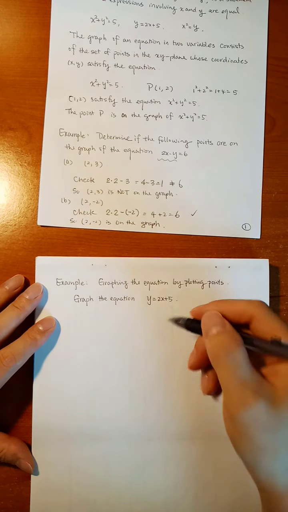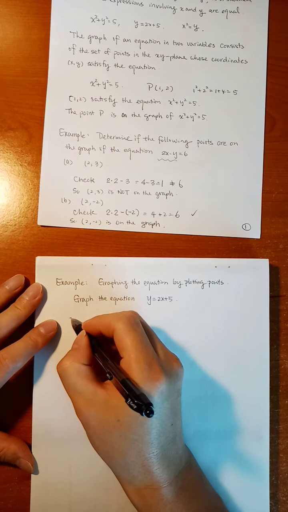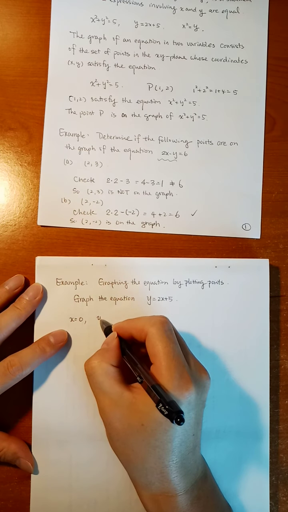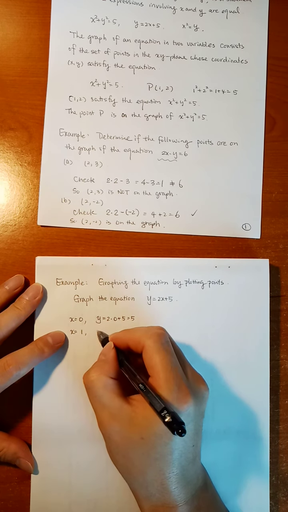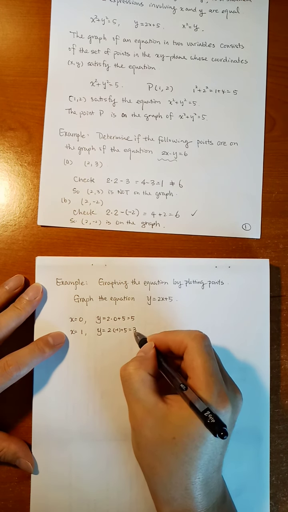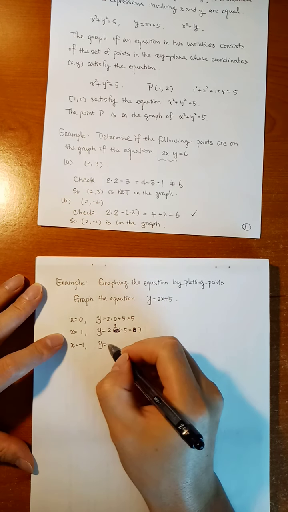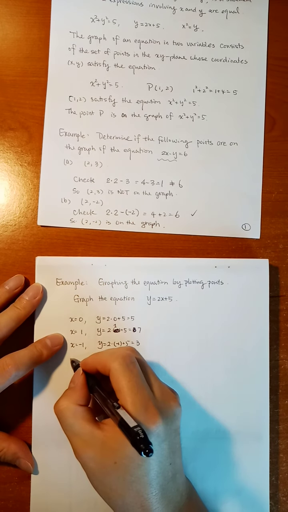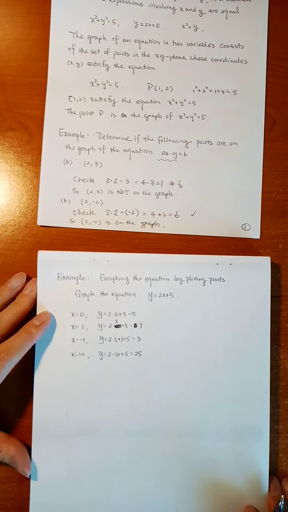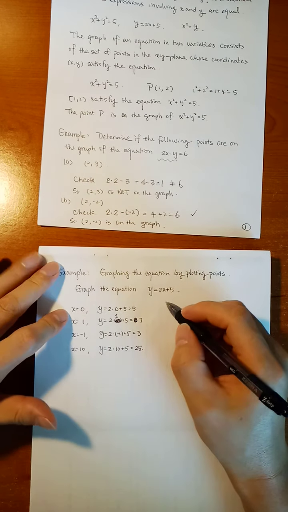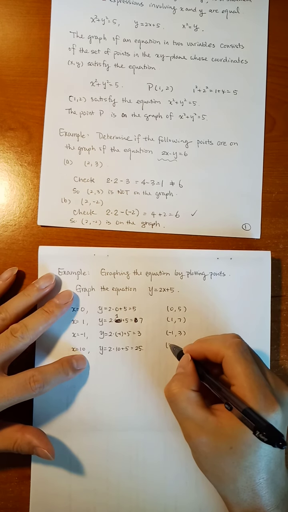How to plot? We just pick possible values of x and try to determine the y coordinate. So we choose x as 0. When x is 0, you compute 2 times 0 plus 5, which is 5. Then you pick the next one. When x is 1, y is 2 times 1 plus 5, 7. When x is negative 1, y is 3. Let's make it bigger: x is 10, 2 times 10 plus 5, 25. So you get those x values and the corresponding y values. x is 0, y is 5. x is 1, y is 7. x is negative 1, y is 3. x is 10, y is 25.